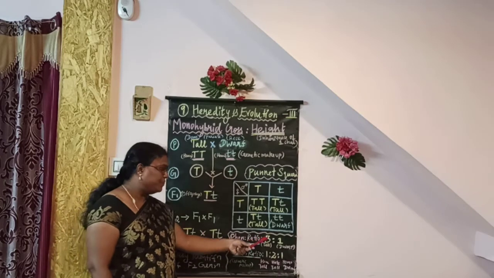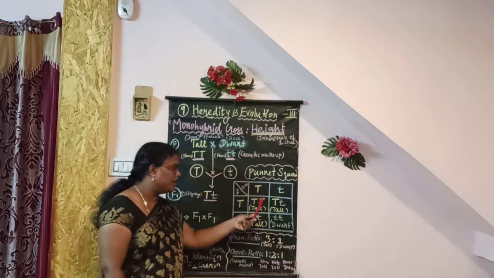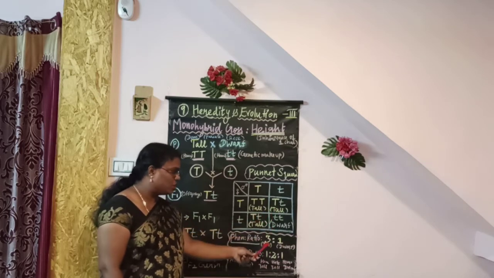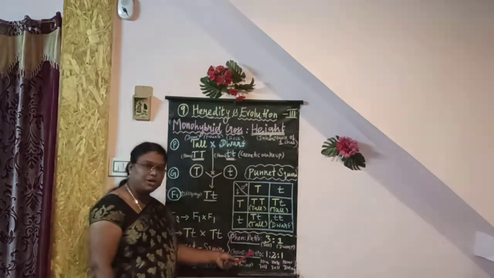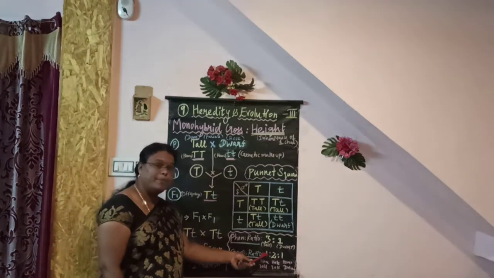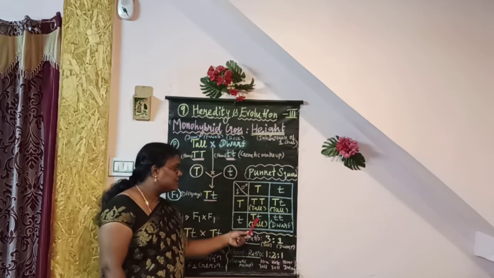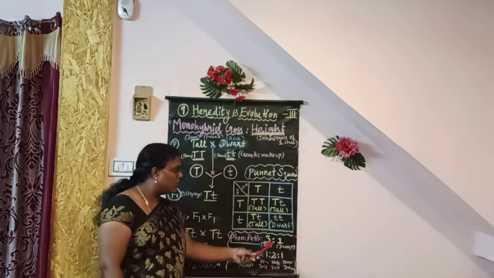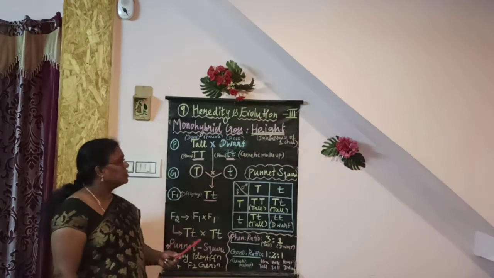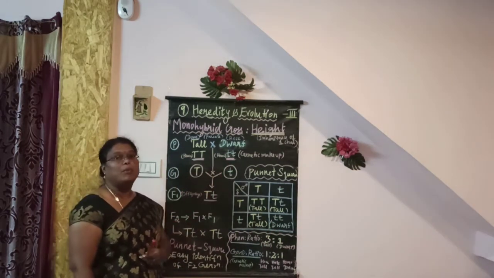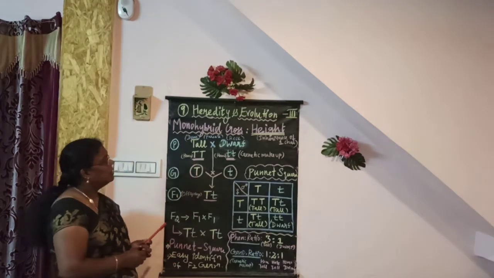Phenotypic ratio is 3/4 of the plant is tall, 1/4 of the plant is dwarf, and genotypic ratio is 1/4 of the plant is homozygous tall, 2/4 of the plant is heterozygous tall, and 1/4 of the plant is homozygous dwarf. So students, this is about the monohybrid cross of Gregor Johann Mendel.